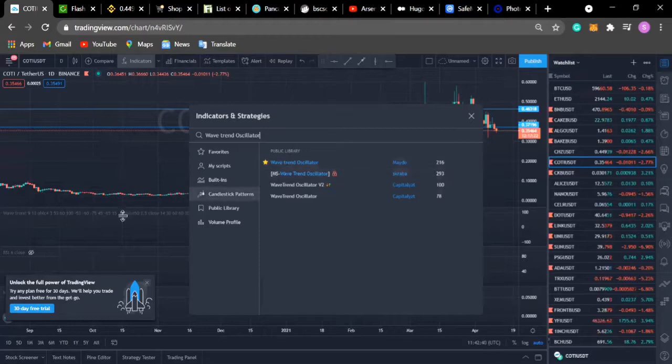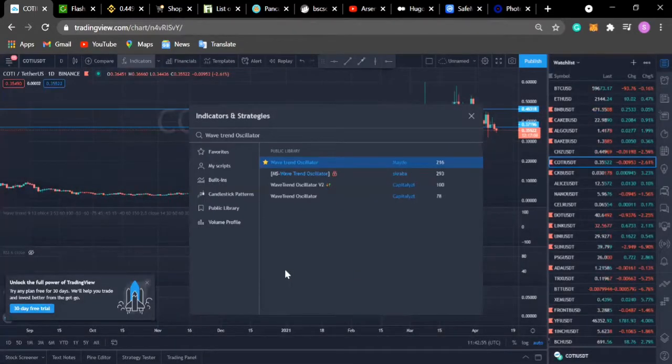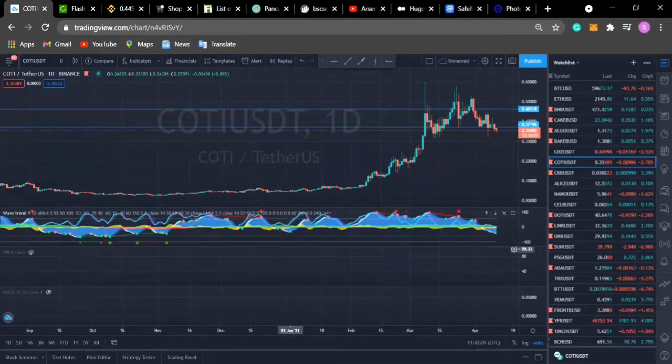Once you click on it, it immediately appears on your screen. I already have it. Since the free version cannot use more than three indicators and I already have three on my screen, you just close one. This is it here. I just decided to hide it. So this is the wave trend oscillator.